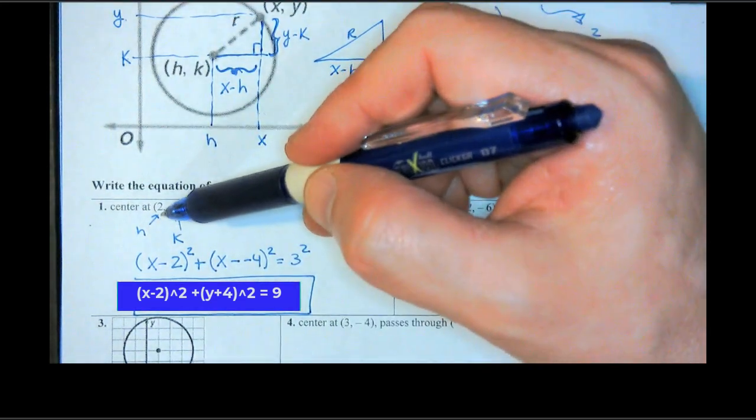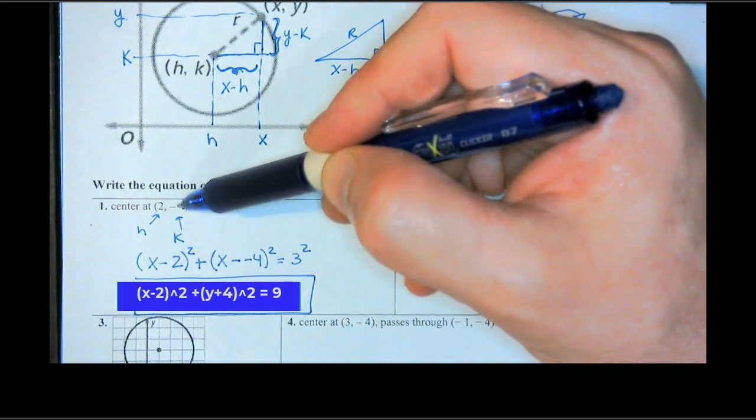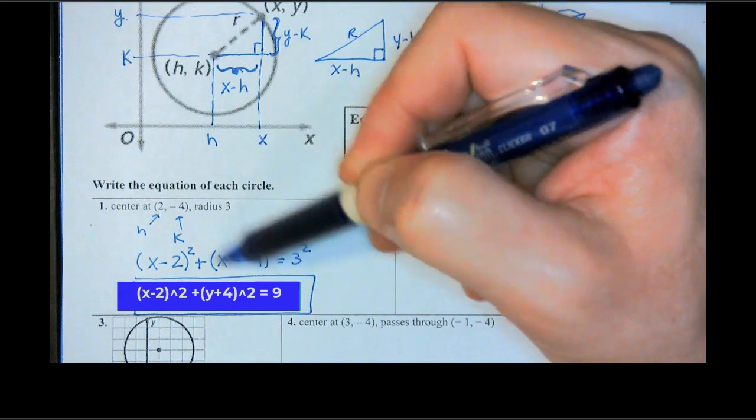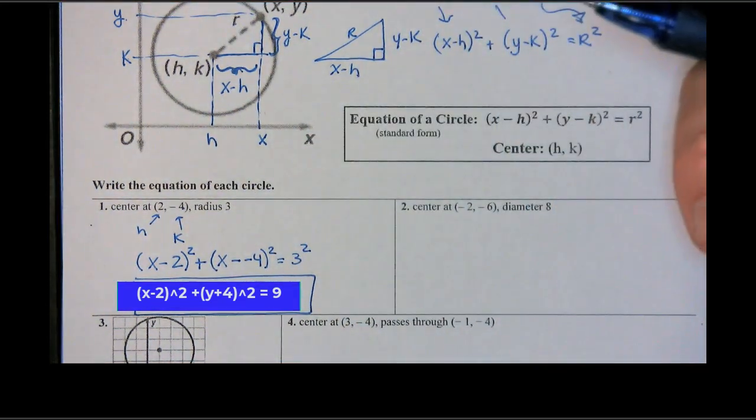If you notice right here, once you have your center, you change the sign when you put it into the equation. So if it's -4, it becomes a positive. This is +2, so it becomes a negative, and then you take the radius squared.